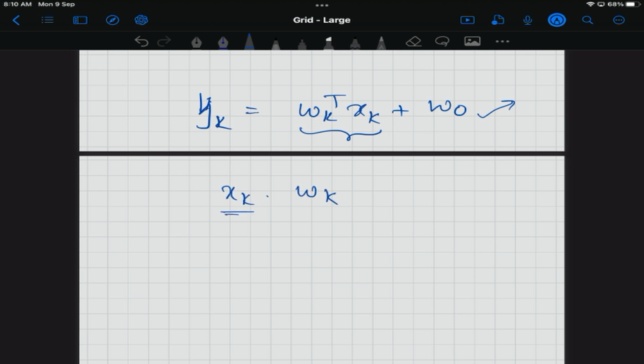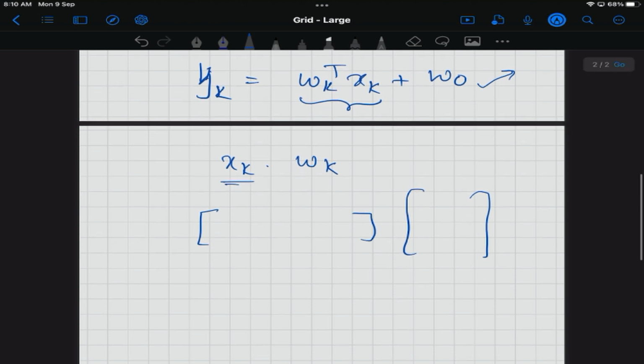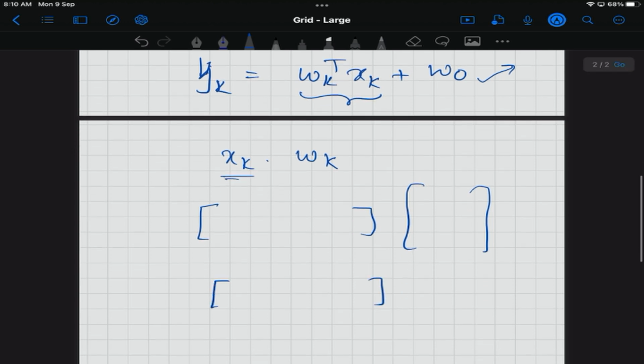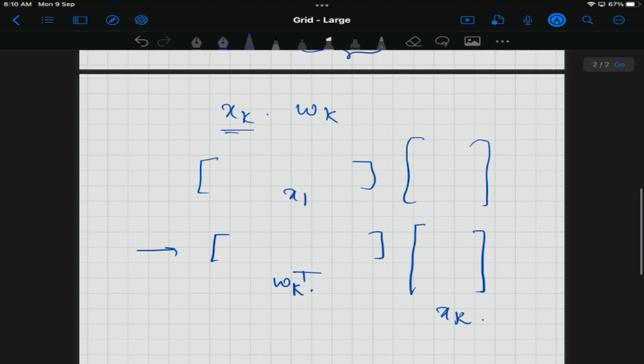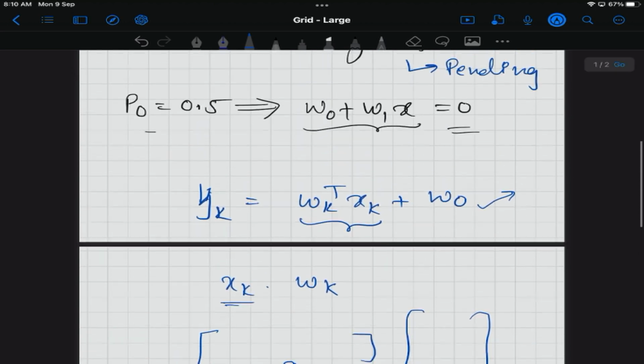So if your xk and wk are like this, then you can use xk into wk. And if your xk is vertical, this would be your wk transpose, and this can become your xk. It depends on the dimensions of your xk and wk. So you can denote it with xk into wk or wk transpose into xk. The aim is to do a linear sum. That's it. So this was the question.